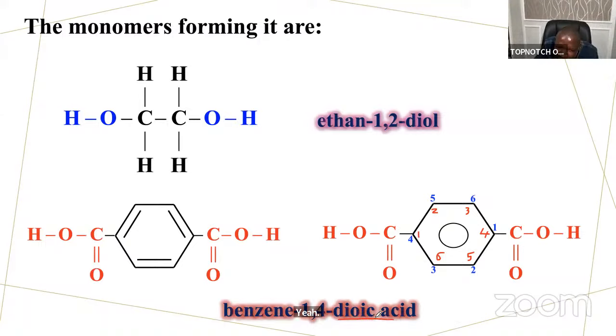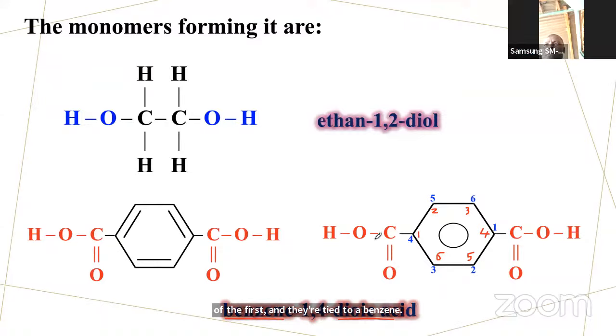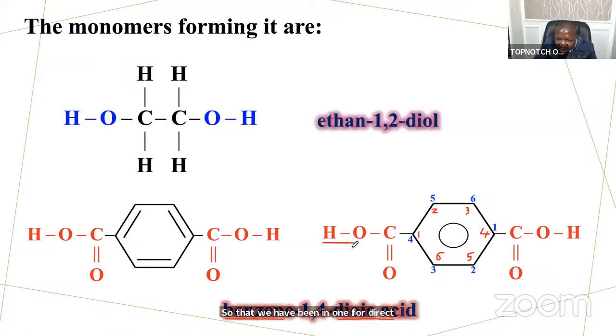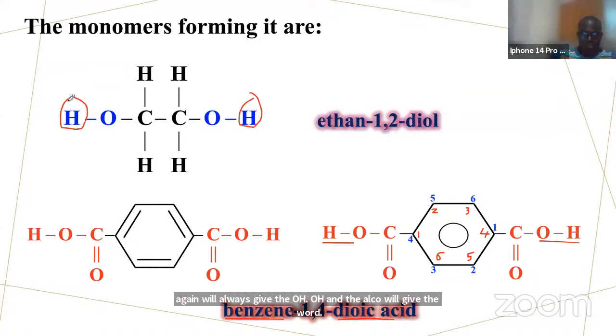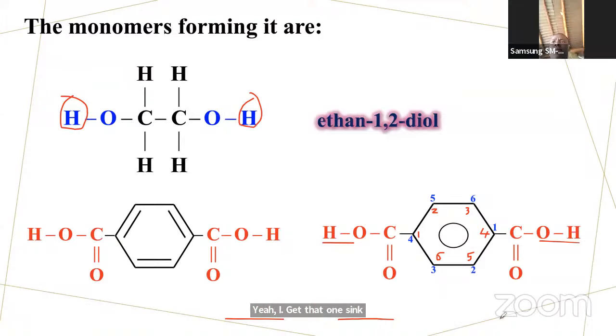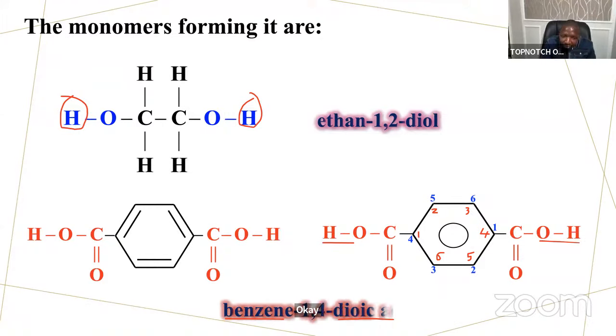Dioic, two carboxyl groups. Where are they located? One on the first carbon atom, the other on the fourth carbon atom, and attached to a benzene. So that's why we have benzene 1,4 dioic acid. So the acid again will always give the OH, and the alcohol will give the what? The hydrogen. Let that one sink. The alcohol gives H. Alkanoic acid will always give you the OH.